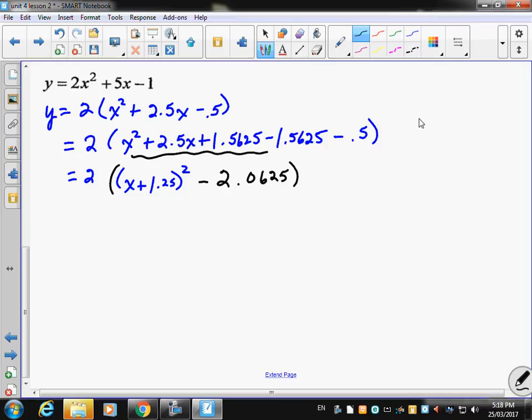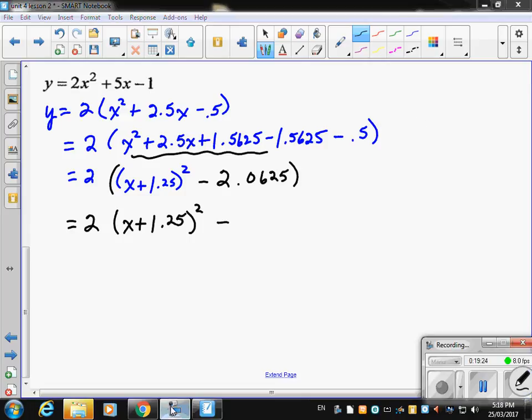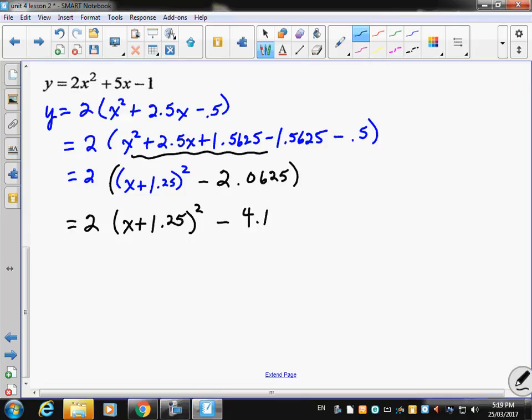And lastly, I'm going to do distributive law because I'm trying to make it look a certain way. I don't want that extra set of brackets. So if I do distributive law, I have 2 times the first, which is x plus 1.25 squared, and then 2 times negative 2.0625, which is negative. Let me just check this thing. So it's negative 4.125. That is as ugly as it gets. We're going to practice some today.